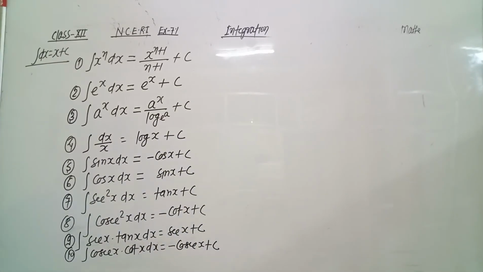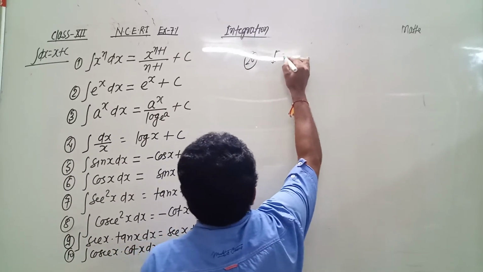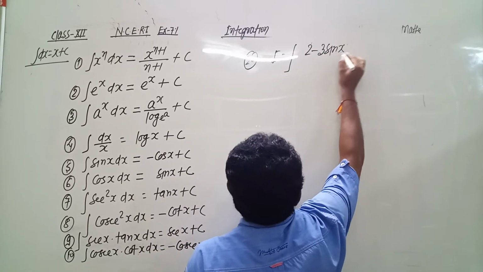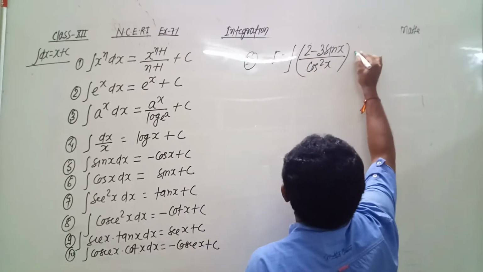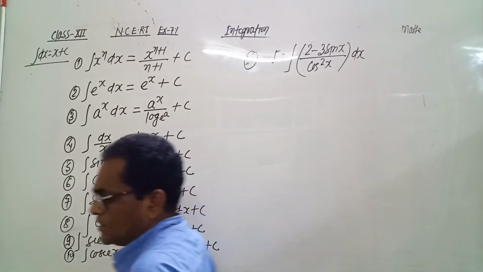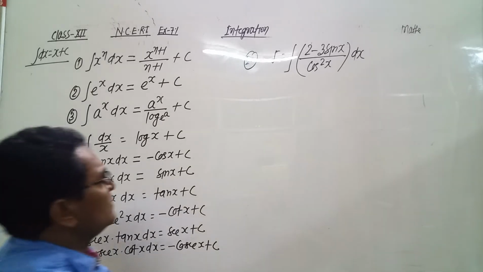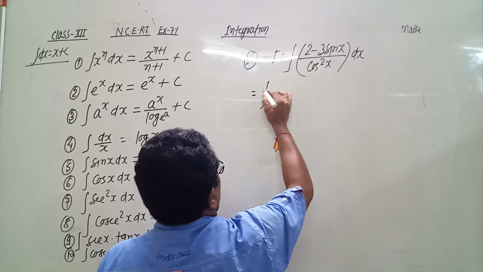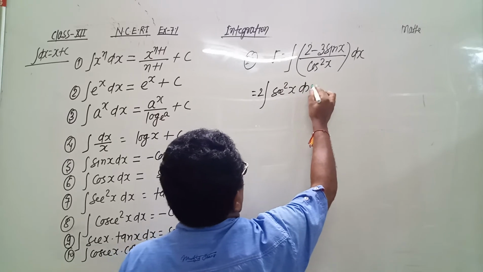Question number 20. Integration of (2 minus 3 sin x) upon cos square x dx. We separate both the terms. So 2 by cos square x, 2 outside, and 1 by cos square x is sec square x dx.